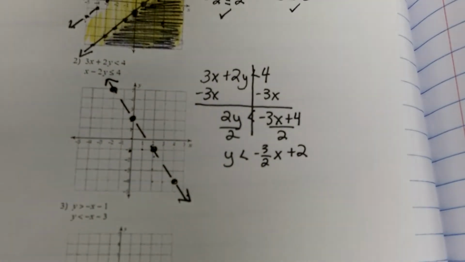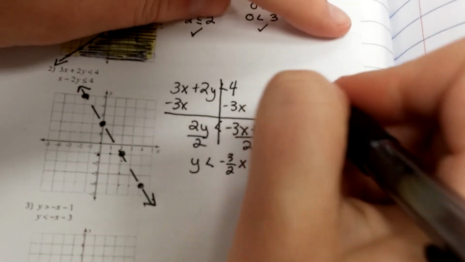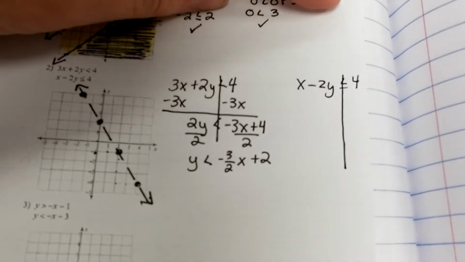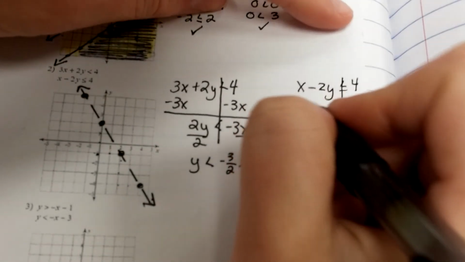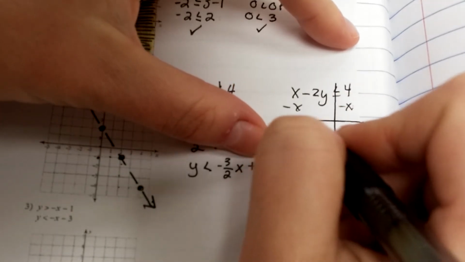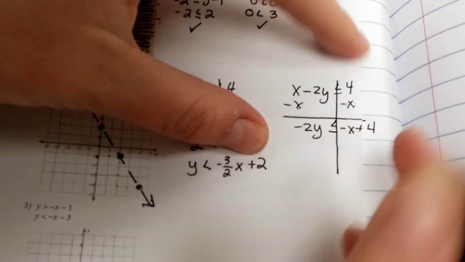And my second equation, I have x minus 2y is less than or equal to 4. So again, I'm going to need to solve that for y. So I would subtract x from both sides. And that's going to leave me with negative 2y is less than or equal to negative x plus 4.